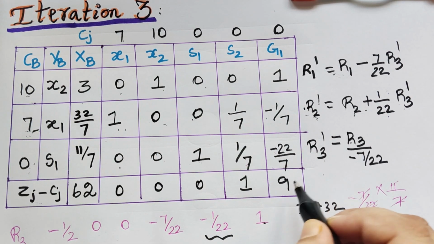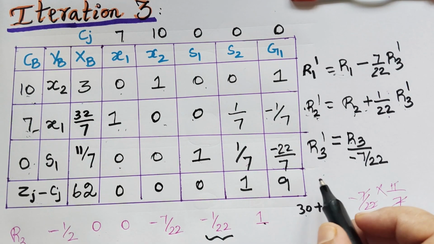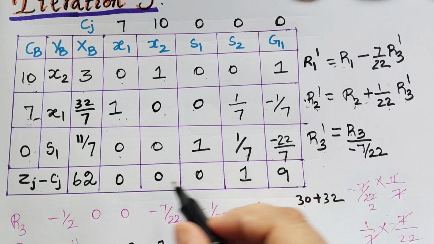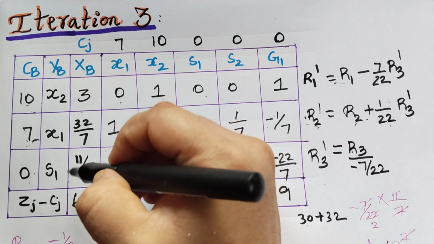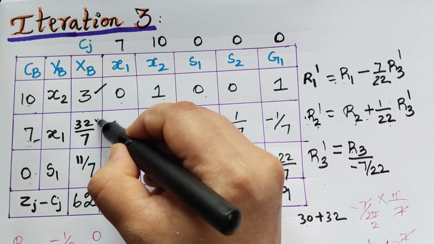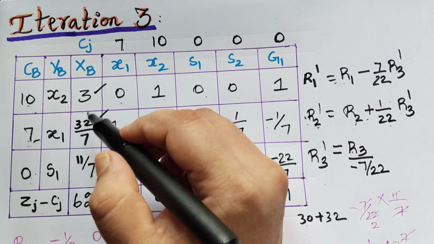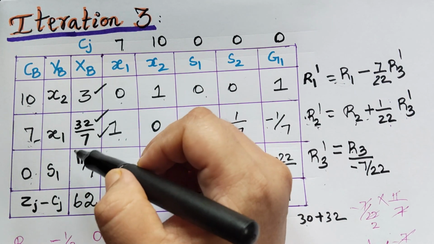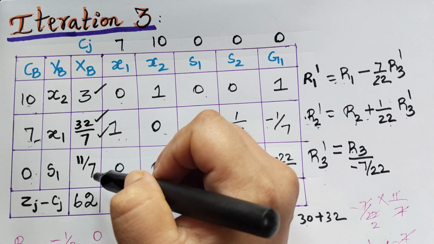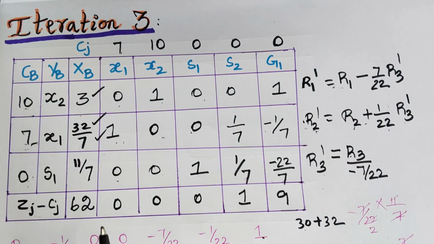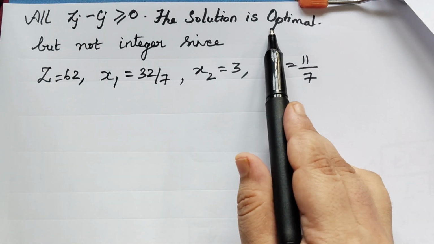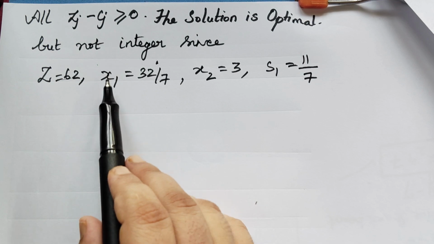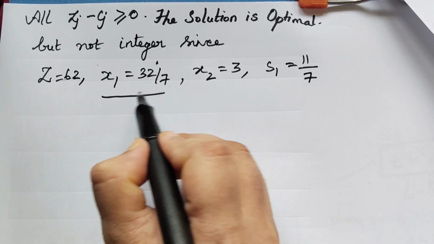We see that all zj minus cj is greater than or equal to 0. So we will take and write the solution. So this is the solution space. The value of x1 is 32 by 7, x2 is 3, and s1 is 11 by 7. And maximum of z is 62. So we see that all zj minus cj was greater than or equal to 0. The solution is optimal, but it is not integer since we have a fractional value for x1. So this is not an integer.